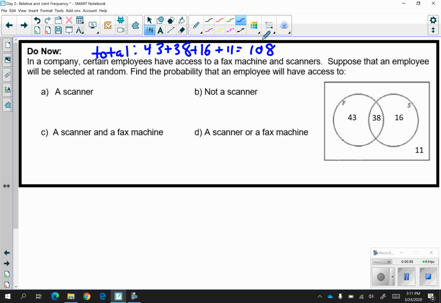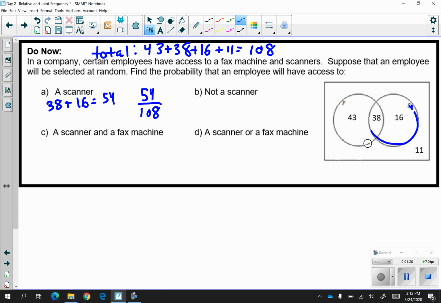So the number of people who use a scanner in the scanner bubble is going to be 38 plus 16, which is going to give you a total of 54 people. So that means your probability is 54 people who use the scanner out of the total of 108.